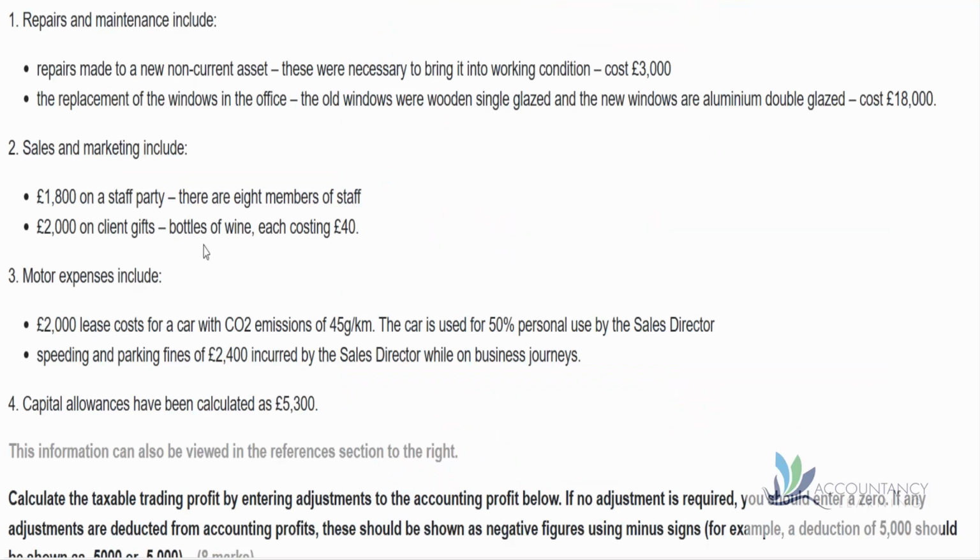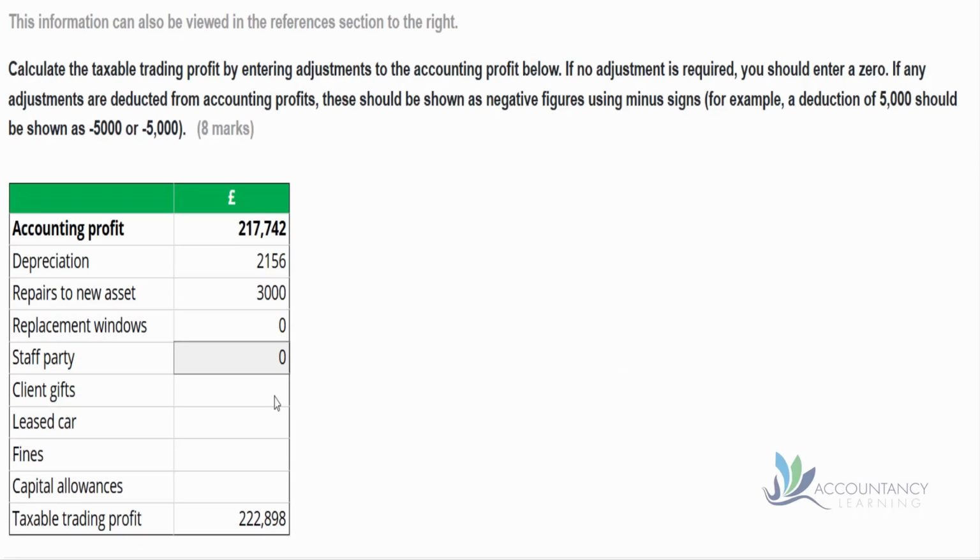But in this case, we're giving bottles of wine. So while it costs £40, which is below the 50 that it needs to be, because it's drink, then this is a disallowable expense. So we need to add that back in our answer. The expense would be deducted in the P&L, so we reverse that and add that back.